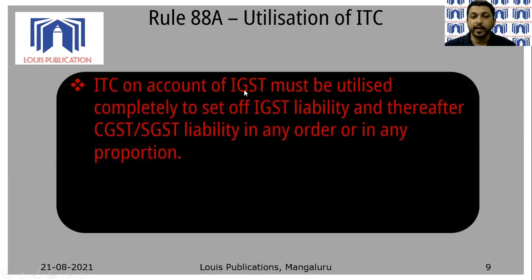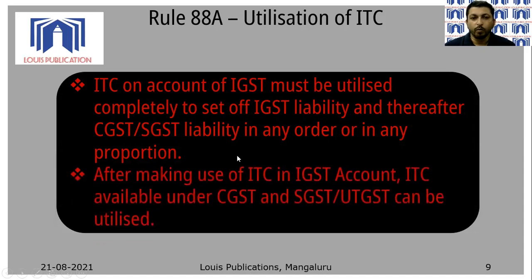Now, input tax credit on account of IGST, integrated goods and service tax, must be utilized completely to set off IGST liability and thereafter CGST, SGST or UTGST liability in any order or in any proportion. So what it is saying is whatever IGST credit is available, that IGST credit must be completely utilized first to pay the IGST liability, then to pay either the CGST or SGST liability in any proportion, in any manner.